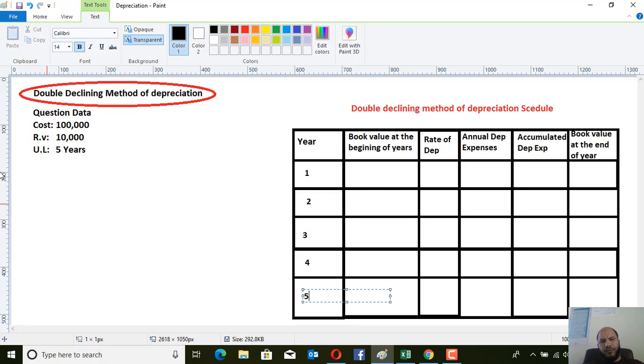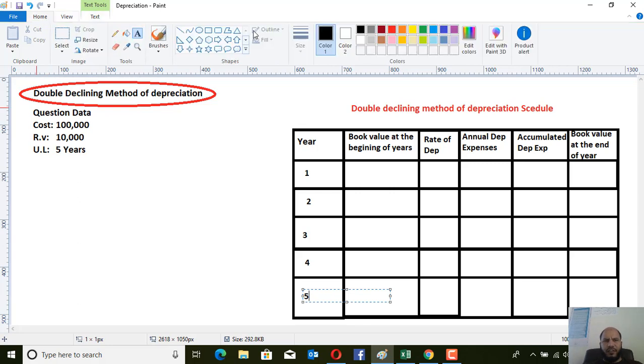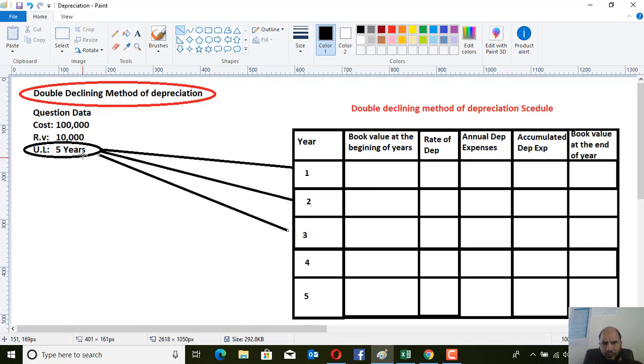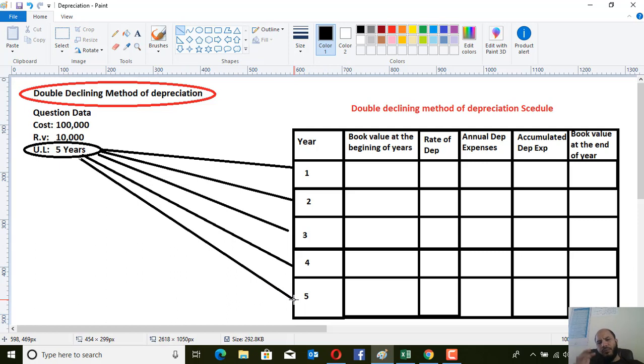So we will make the useful life of this asset 5 years. If you remember, see over here, useful life. So for all these 5 years we have created year 1, year 2, year 3, year 4, and year 5. This means that within 5 years we will completely depreciate this equipment or machinery.